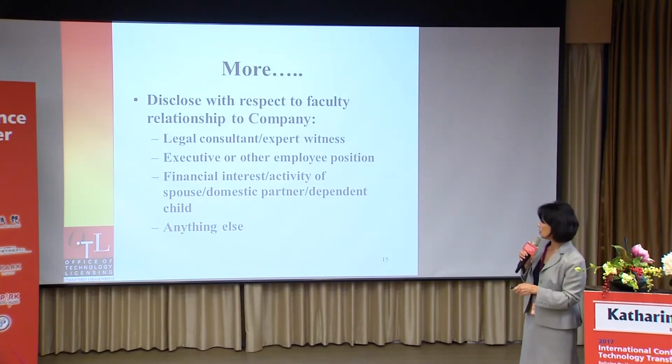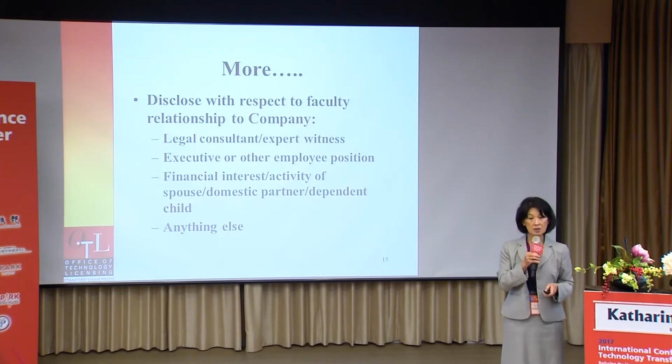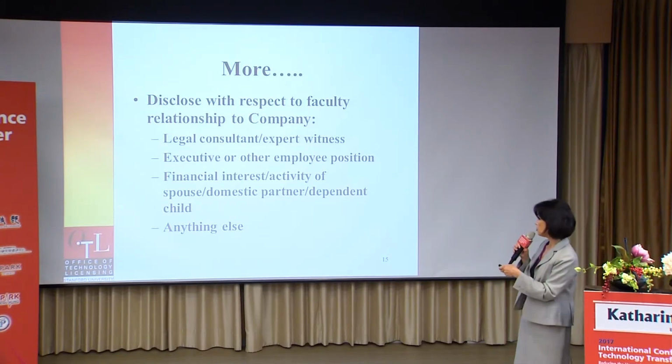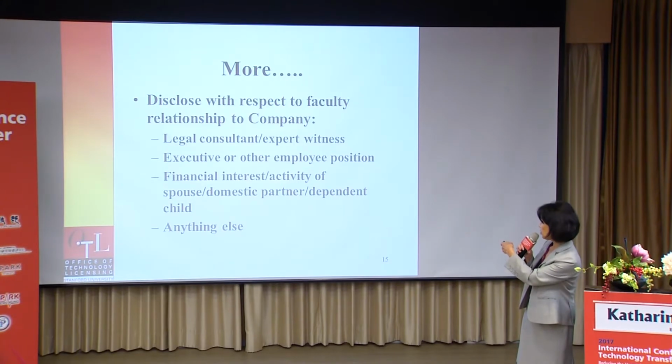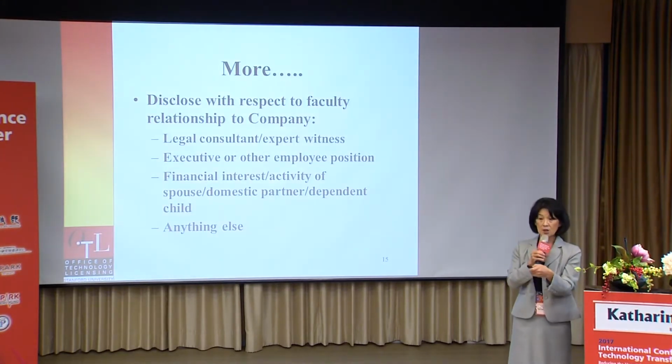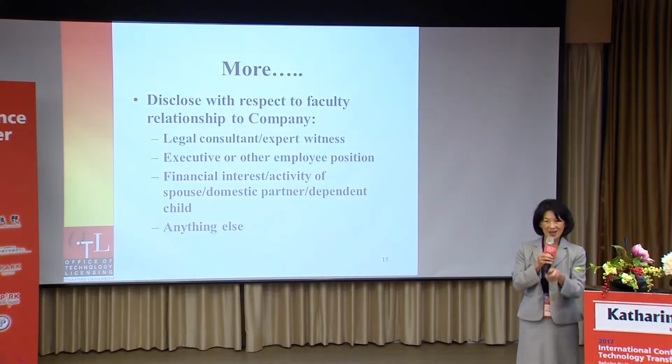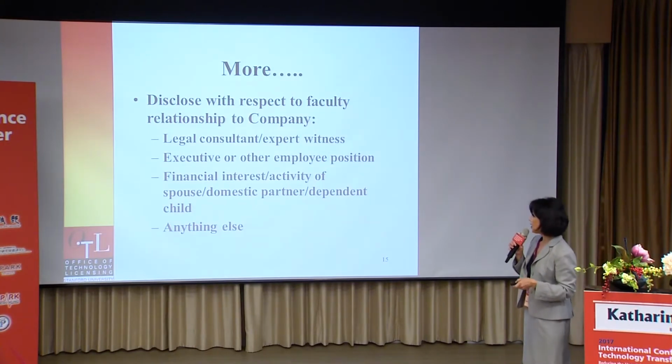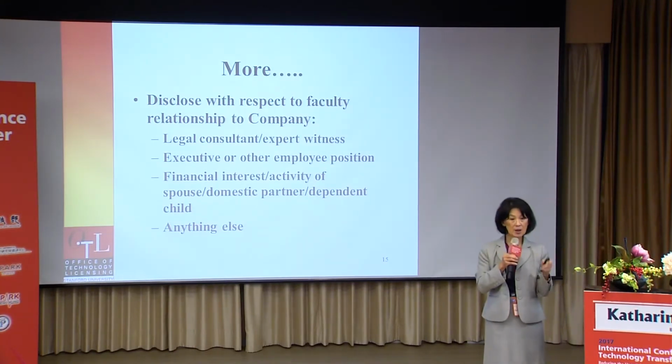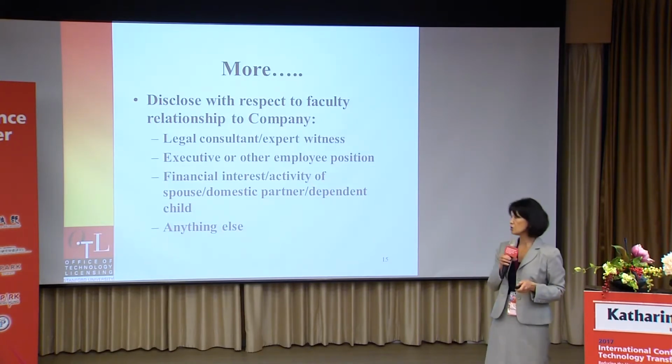And like all the other financial conflicts reviews, we have to look at the spouse, domestic partner, a dependent child. We don't go to the second level as you all do. And any other relationship with the company they should disclose. This is a fairly thorough disclosure.